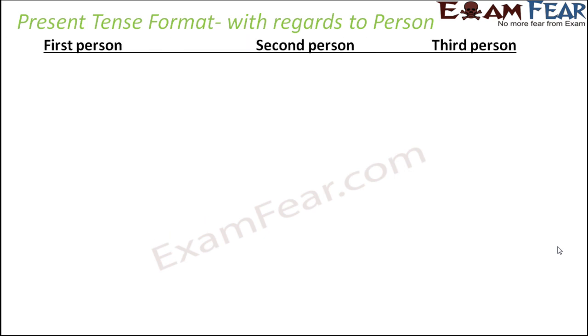Now let us quickly discuss the format of the tenses with regard to person, like first person, second person, third person. So how does the form of the verb change with person? First person is I, we. Second person is you, and third person would be he, she, they. Now let's see how the verb changes its form with different persons.